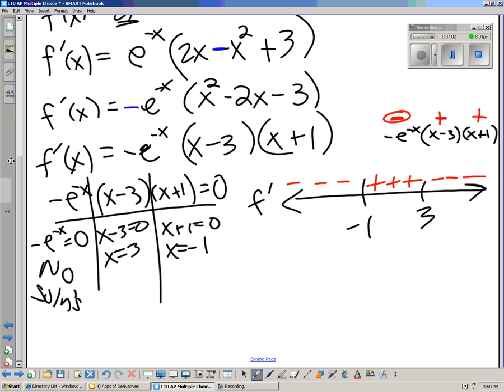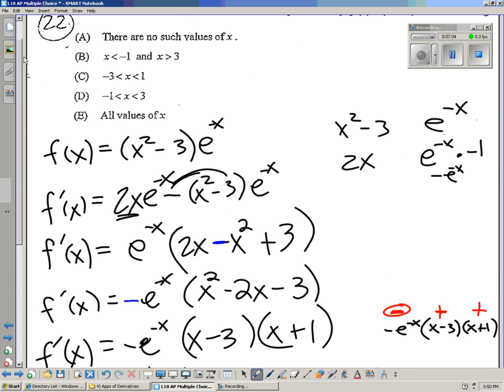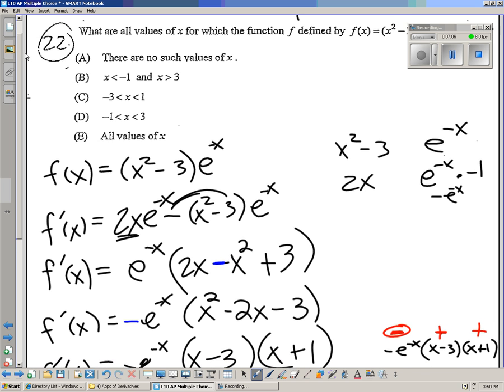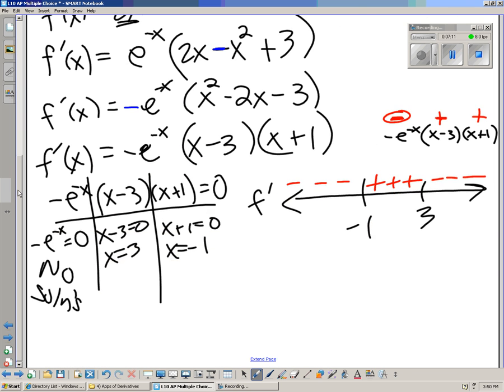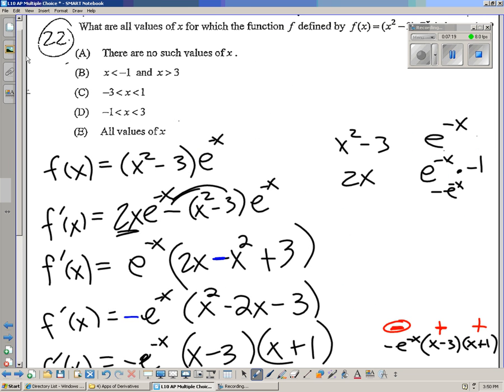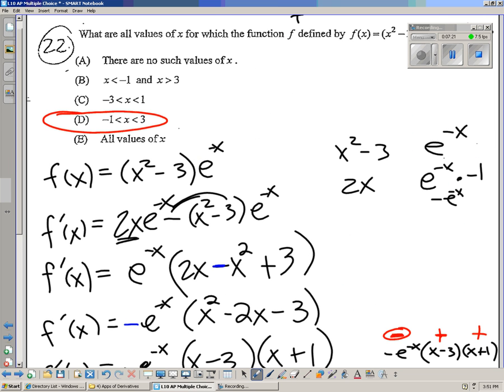So now let's take a look at what that tells us. What are all values of x so that f is increasing? Well, we're increasing on the interval negative 1 to 3. So between negative 1 and 3, the function is increasing. So we're looking at choice D. That's a hard question. Sure, the algebra is tricky.